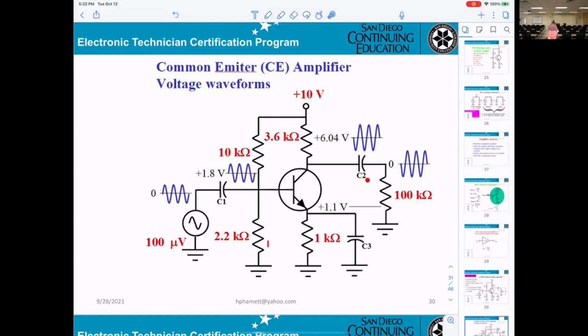The thing is, C2 will block DC. So you can see right here in the middle, 6.04. However, after the capacitor, now it could be a 0. No more DC voltage. Okay, I'm trying to make it clear for everyone.